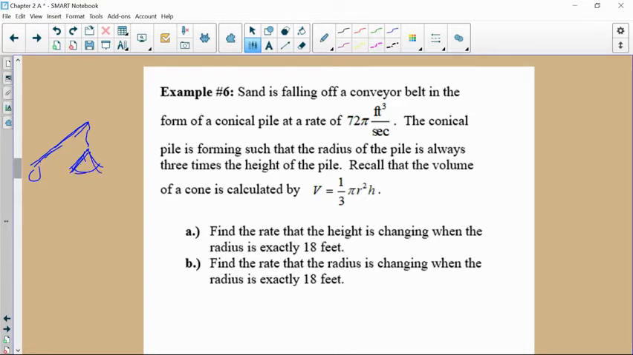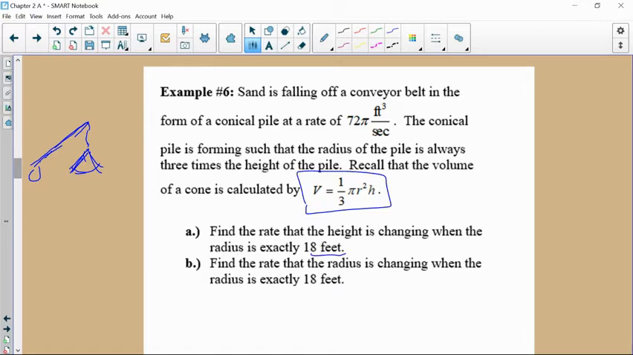Now there is a relationship that says the radius of the pile is always 3 times the height. So that's going to be important. And I give you this formula. Like I said, on the AP exam, you look at the trend in the past almost decade now, they've been really good about giving you geometric formulas because they're trying to test you on calculus, not necessarily whether you remember your geometry formula. So I'll follow suit with that. It says, find the rate that the height is changing when the radius is exactly 18 feet.